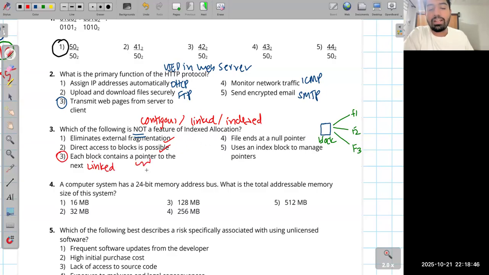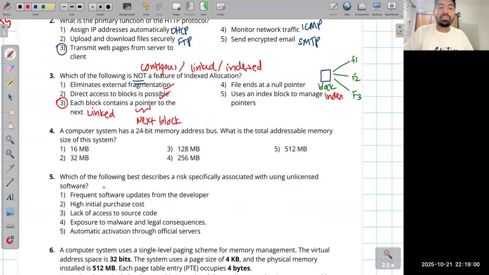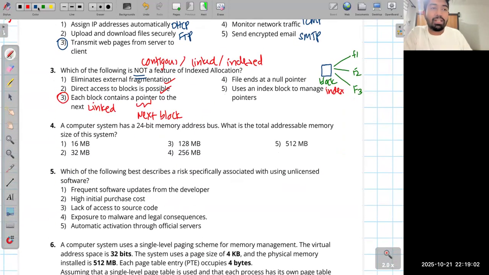What is a pointer address? Next block address. Each block doesn't have the address of the next block. All the addresses are saved in what block? Index block.